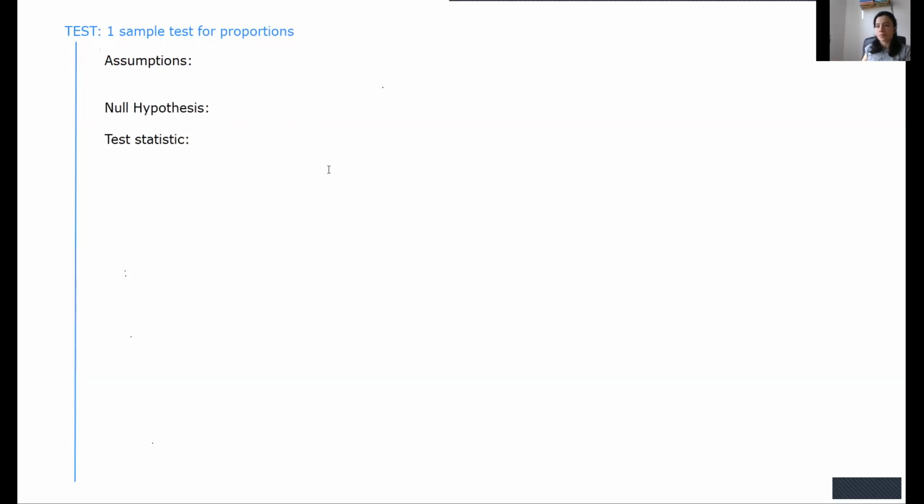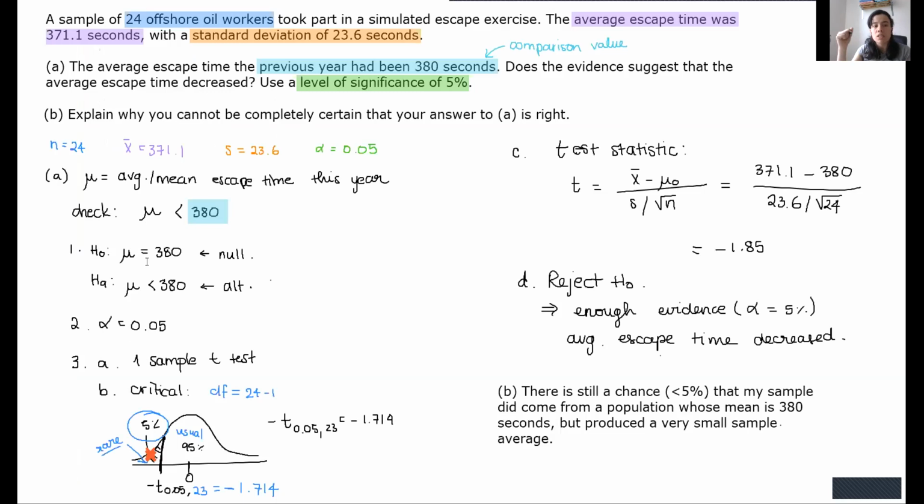What exactly is the null hypothesis for? The null hypothesis is the thing that we're trying to disprove. So it's always the thing that we assume to begin with, and then we provide evidence to counter. For example, here our null hypothesis is that the mean was 380. And what we're trying to do is with our data say, no, actually the mean is smaller than 380. So we're always trying to contradict the null hypothesis.